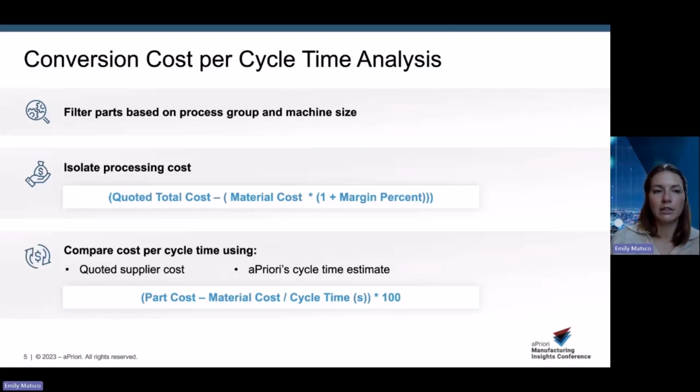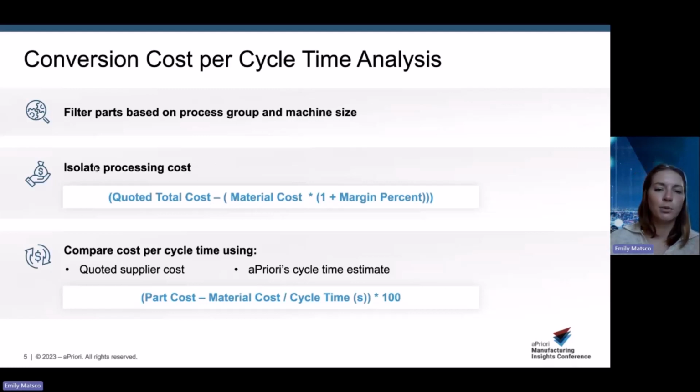So again, what this conversion cost per cycle time allows us to do is really hone in on what is the actual cost per the amount of time it takes to make a part, without considering other parameters like material cost. So we're going to take the quoted cost that the supplier has provided and subtract material costs and the associated material margin. That isolates the process cost of just making this part, because material cost is going to be harder to negotiate on in the future.